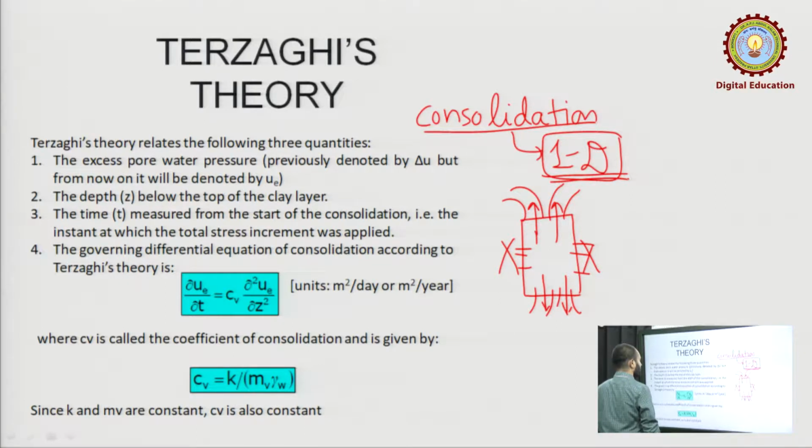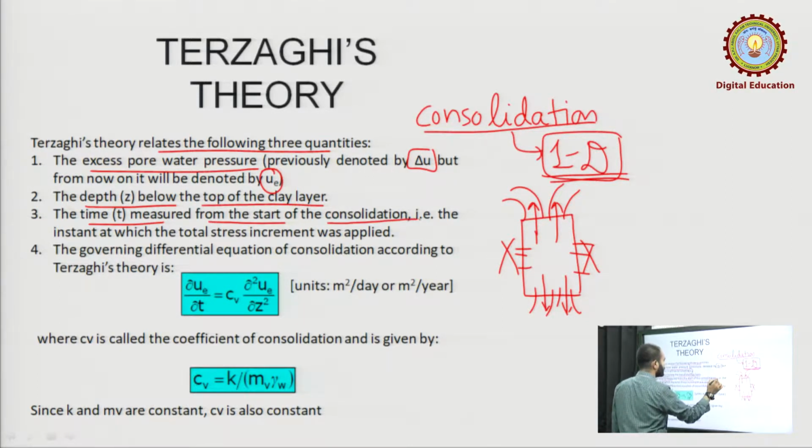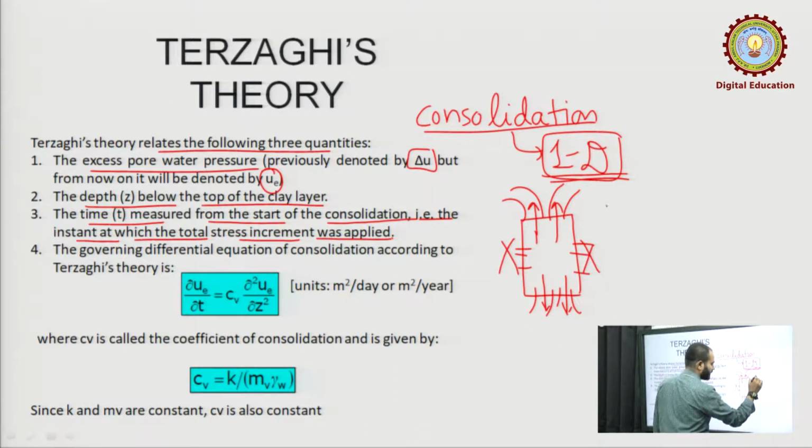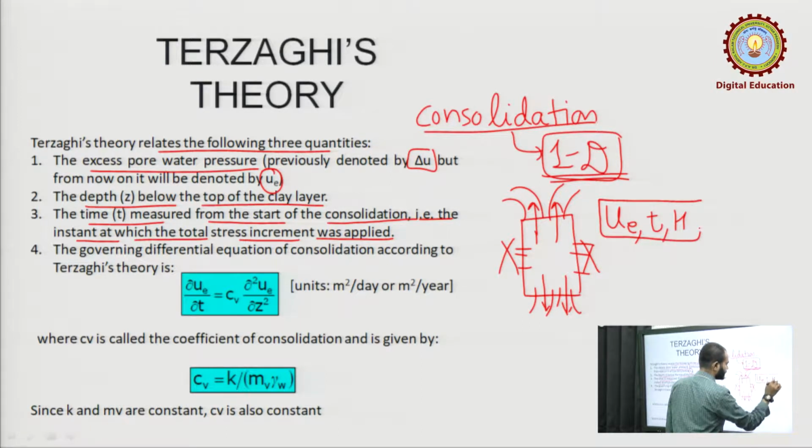Now, let us see what different quantities are used by him. First of all, it relates the following three quantities: the excess pore pressure, which is UE from now, previously we were calling it delta U; then the depth below the top of the clay layer; then the time measured from the start of the consolidation, that is the instant at which the total stress increment was applied. So, we have three parameters: UE, Z and T.